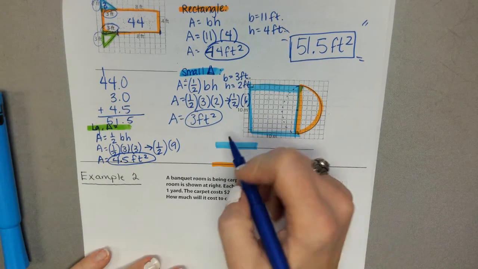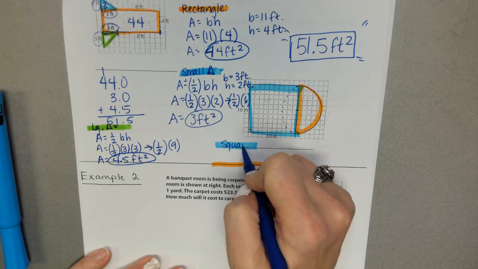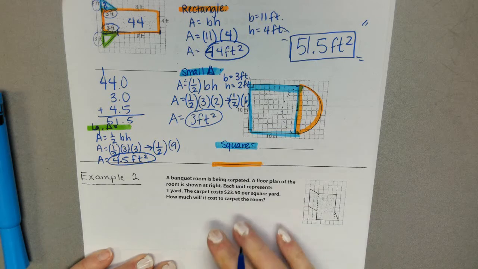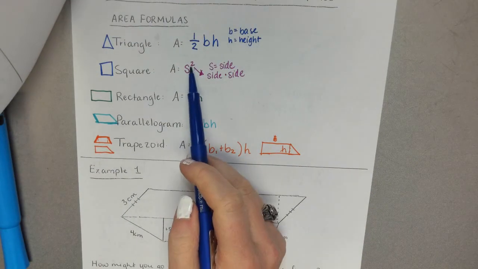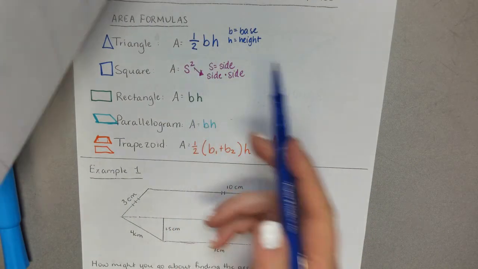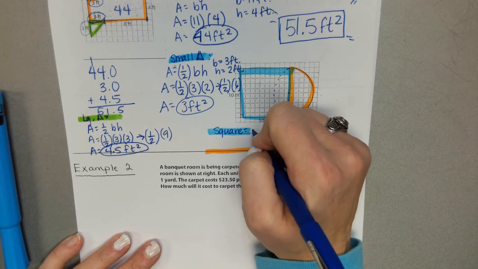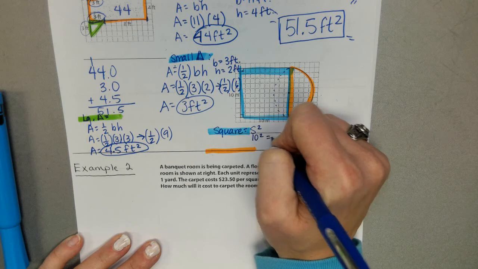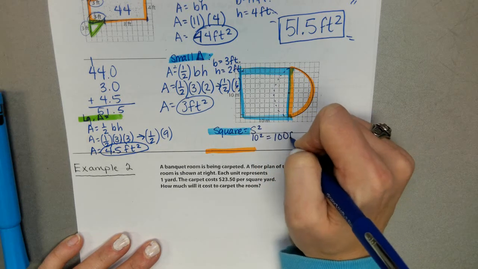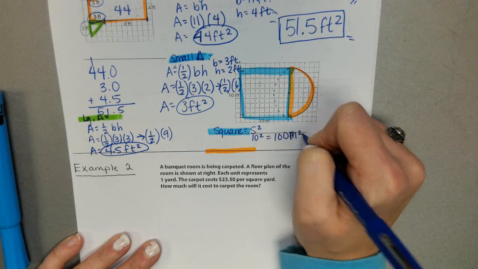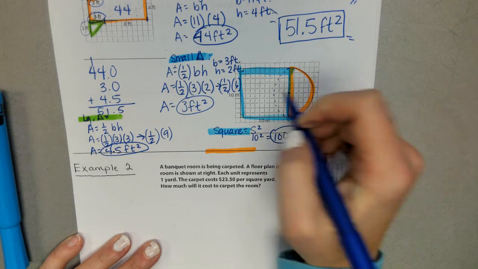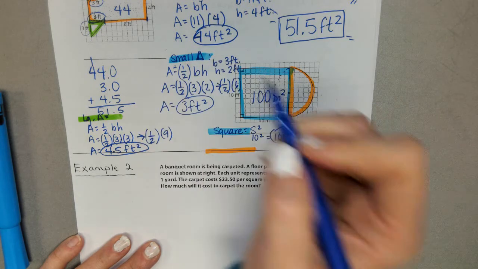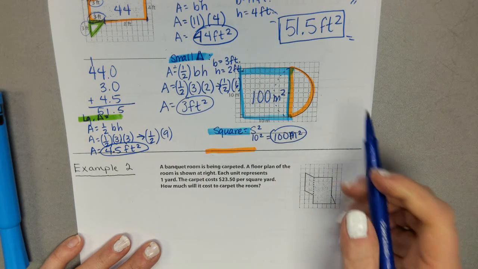So let's do the square. Square is just, we go back to our formulas. The square is sides times itself. Side squared. So the side is 10. 10 squared equals 100. 100 meters squared. Okay, so that's the square, 100 meters squared. And then the circle.